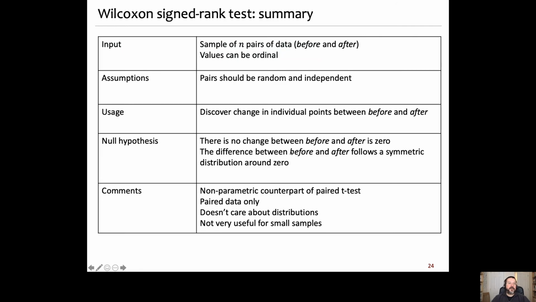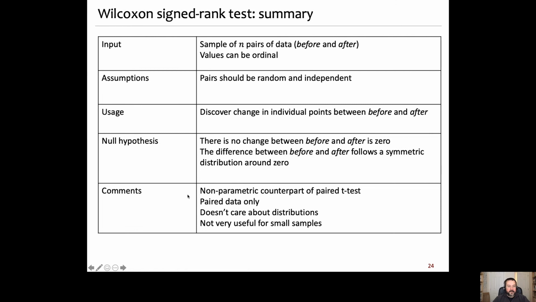The summary of the Wilcoxon signed rank test. It is used for a sample of n pairs of data, the before and after case. Values can be ordinal. It doesn't matter what the actual values are. Pairs should be random and independent. The usage of this is to discover change in individual points before and after. The null hypothesis is that there is no change between before and after, or that the difference between before and after follows a symmetric distribution around 0.